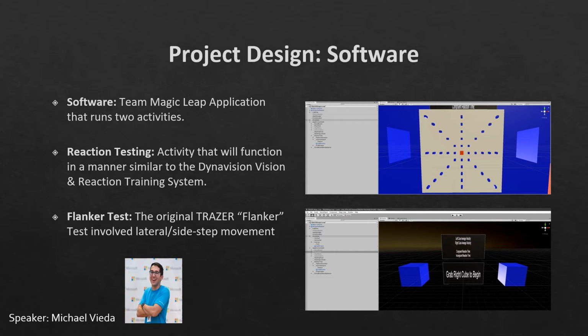The user basically would be able to hit in the middle where you see that red cube, and every time there's a green cube that pops up over one of the blue ones, you would hit it as fast as you can so it can measure your reaction time. And all this data would be logged into the server.